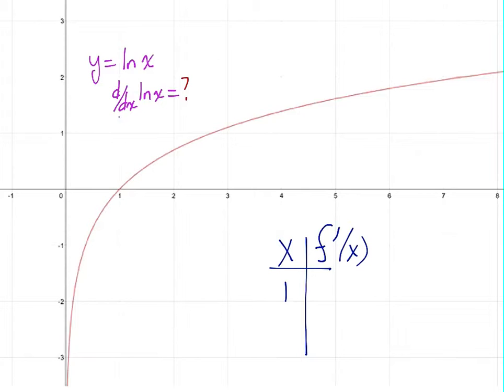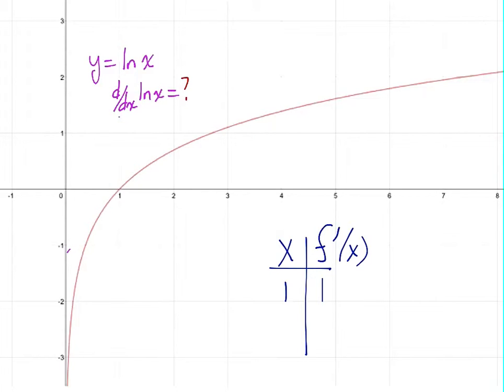First one is 1. So if we're using 1, then we're going to have the slope of that tangent line right there, which looking at it, it's pretty clear that it's somewhere close to 1. So if your x value is 1, the derivative is 1 for the natural log function.